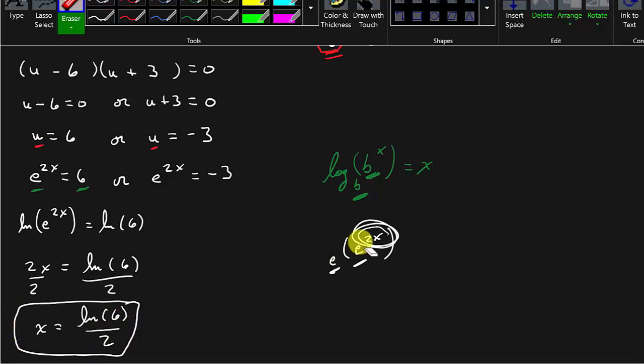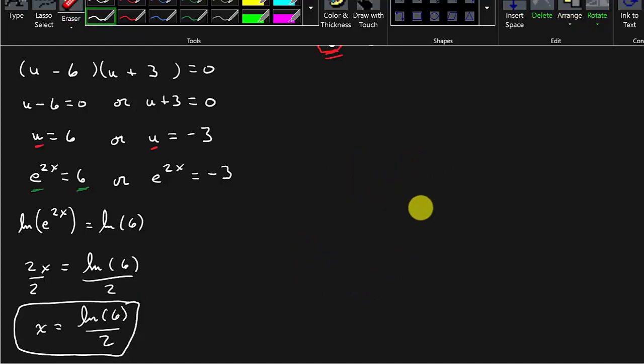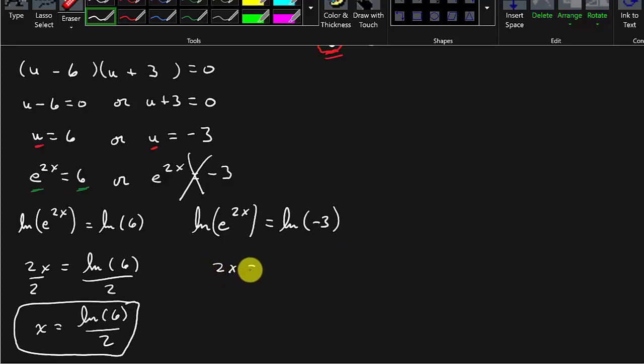And then we would do the same thing for e to the 2x equals negative 3. Well, we know that's not going to work because a number raised to a power is never going to be negative. But let's just suppose we didn't realize that, and I went ahead and took the natural log of both sides. Then that would give me 2x equals the natural log of negative 3. You can't take the log of a negative number. You can try it out. Punch natural log of negative 3 into your calculator and it'll return a domain error. So we know that won't work. This is your only answer: natural log 6 over 2.